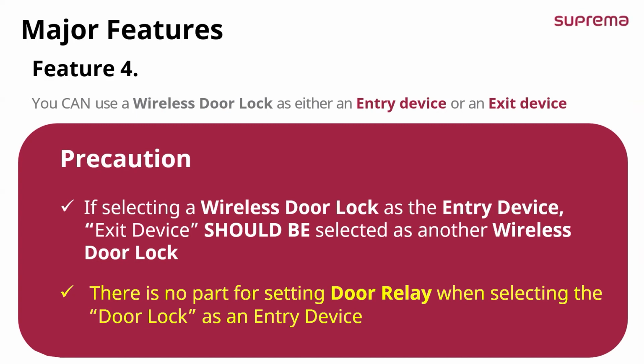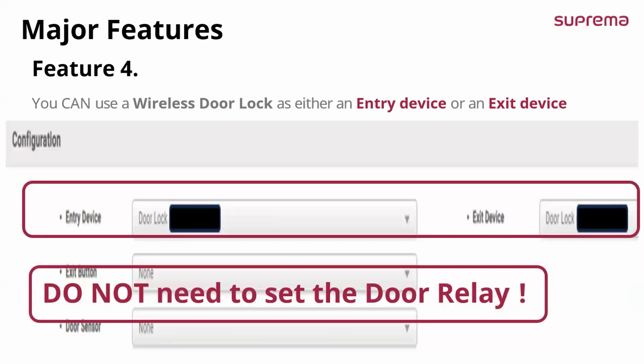That's because the wireless door lock itself is also a part of the door, so it does not need to send the signal related to the relay. You can see the example of what was said earlier.